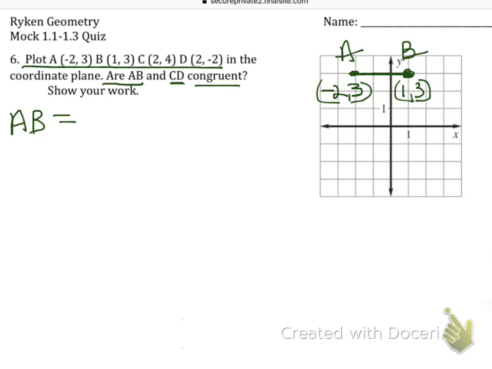So maybe what I'll even do, let me just think about this for a second. Maybe I'll just erase the points and see if that gives us enough room to work so we can still see what AB looks like. So let's try that first. Okay, so there we have it. So I need CD, which is over 2 up 4.